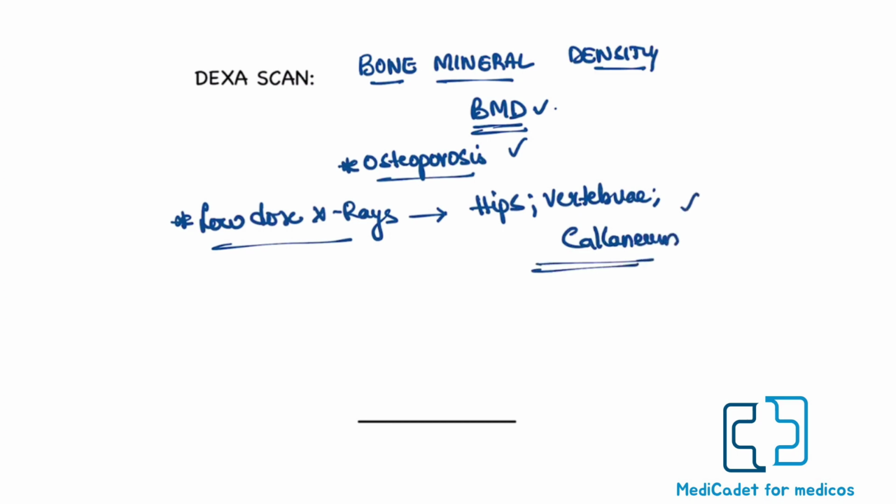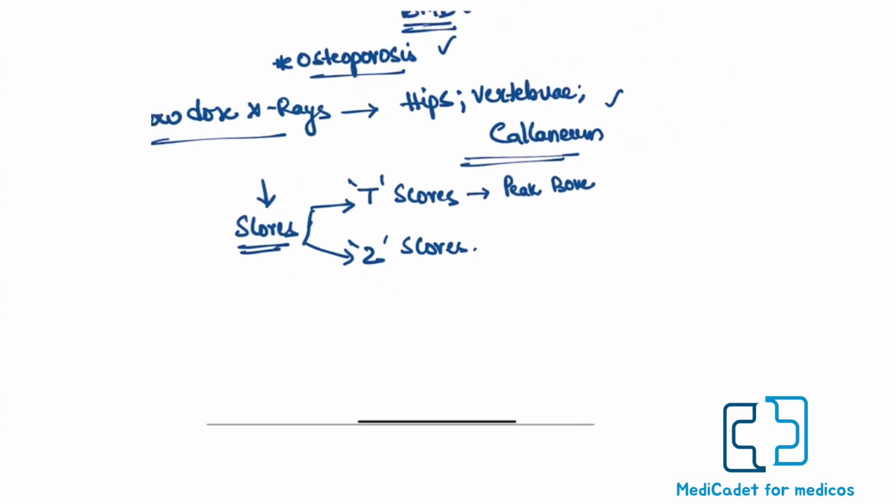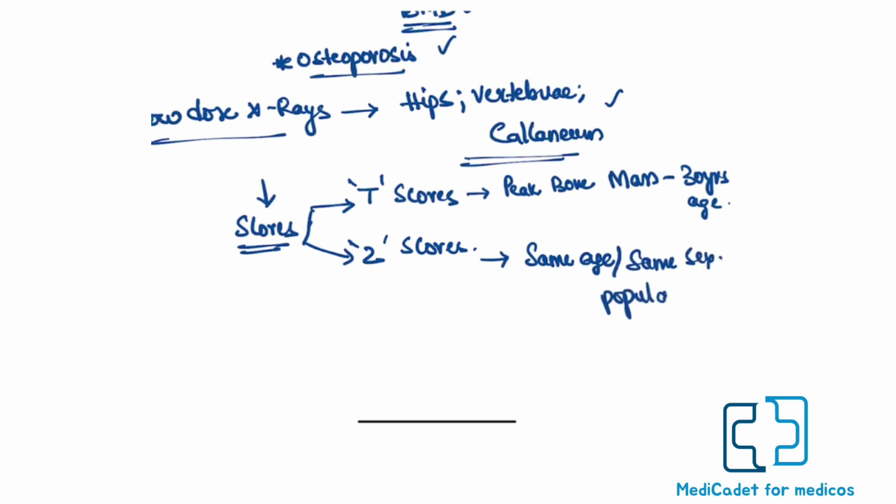And now there are two energy levels which are used to compare the density of bone to soft tissues, right? So the density of bone is calculated compared to soft tissues. Then you get scores, and these scores are in the form of T and Z scores. So what are these T and Z scores? After calculating the scores, you compare your score with the peak bone mass, seen at 30 years of age. When you compare your score to a 30 year old's density score, it is called the T-score. When you compare your score to the same age and the same sex population, what you get is your Z score, right? So I hope it is clear. T-score is where you go for peak bone mass, that is 30 years. Z score is same age and same sex density.